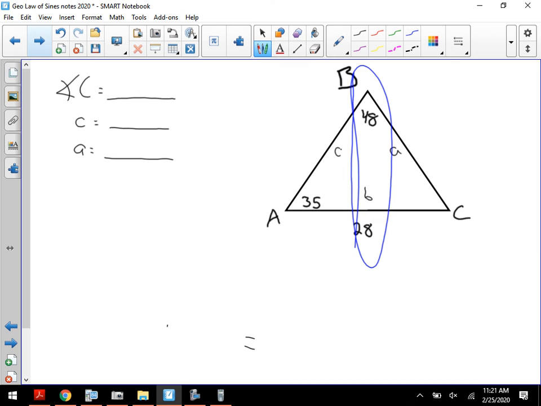Sine of 48 is to its side opposite, because that's b, to little b. I'm going to find little a first, because I know what angle A is. So I have sine of A is to little a. And notice this becomes just a fraction equal fraction problem.